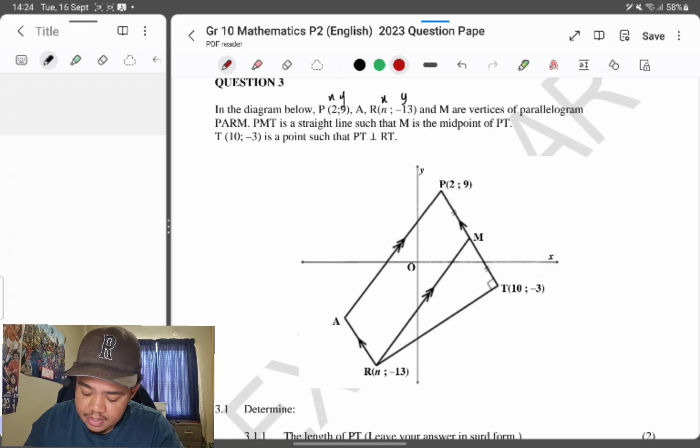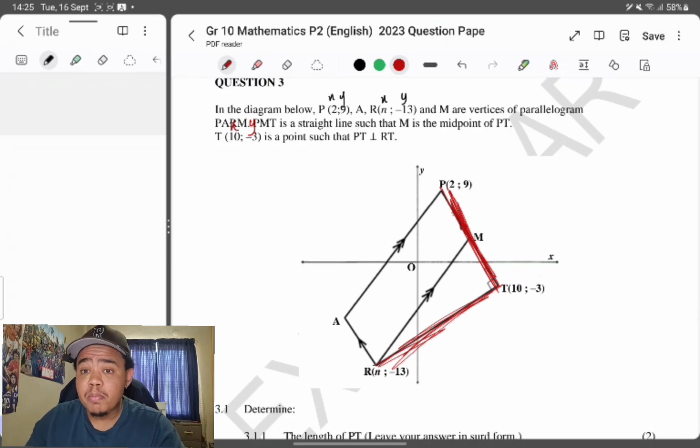Then let's say that T, they give you the coordinates, that's x and that's y, is a point such that PT must be perpendicular to RT. So here's RT. So you need to know already, remember what I told you with the notes? If two lines are perpendicular to each other, the gradients, if you multiply them, should equal -1. Cool. Now we have some information to work with.